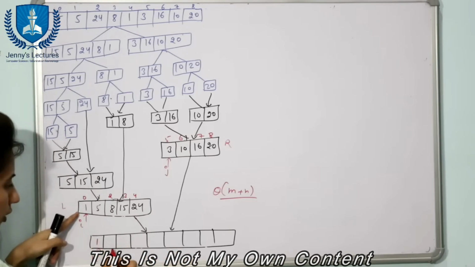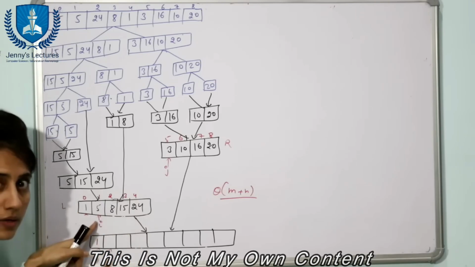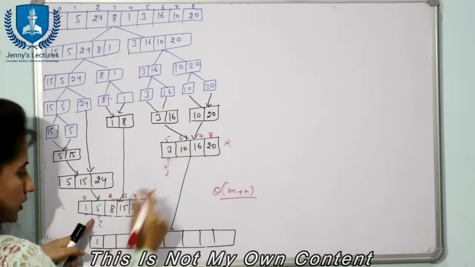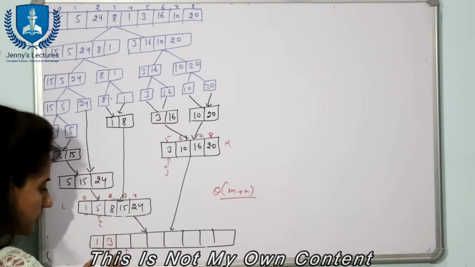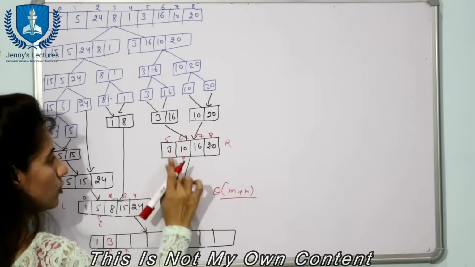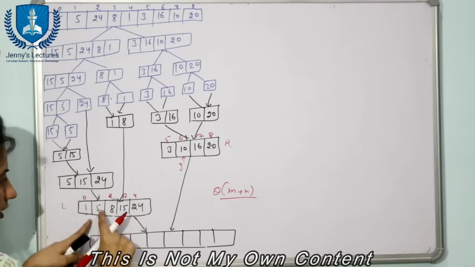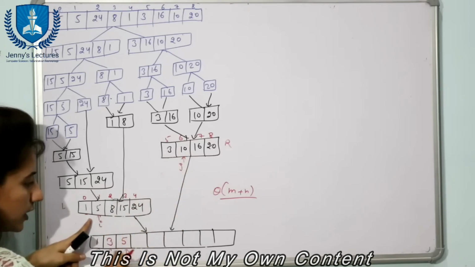Next step is, we increment K. Now K is at this place, and we have placed 1 here, so we also increment I. Now I is at this place. Again compare L of I with R of J. 5 and 3, which one is less? 3. So we put 3 here. Again we increment K, and we increment J, because we have put 3 here. Now again compare L of I, 5, with R of J, that is 10. 5 is less than 10, so we put 5 here.